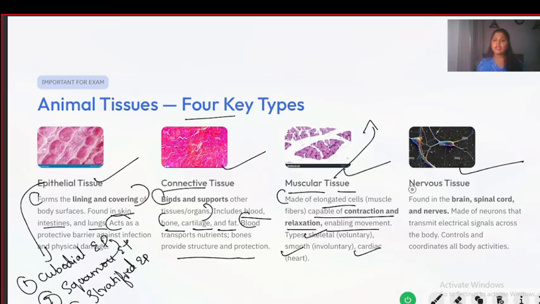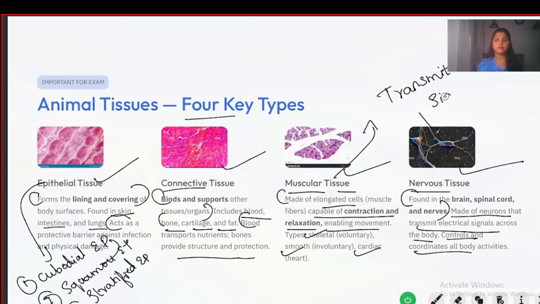Okay, now nervous tissue. The next part and the last tissue is nervous tissue, found in brain, spinal cord and nerves. Made of neurons, transmit electrical signal across the body, controls and coordinates all body activity. So nervous tissue consists of neurons. What are neurons doing? They transmit the signal. Right, and also generate the responses, transferring them from the brain to all the parts of our body.